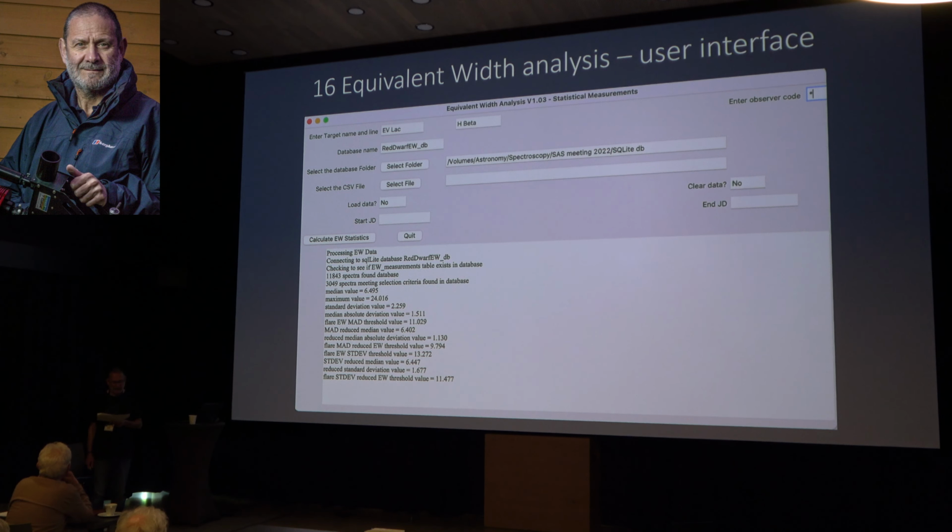Equivalent width analysis and the SQLite database allow us quickly and easily to vary assumptions and databases. We can chop and change. We will be adding the other candidates, as I said earlier, AD Leo, CR Draconis, and future red dwarf flare targets to the database.